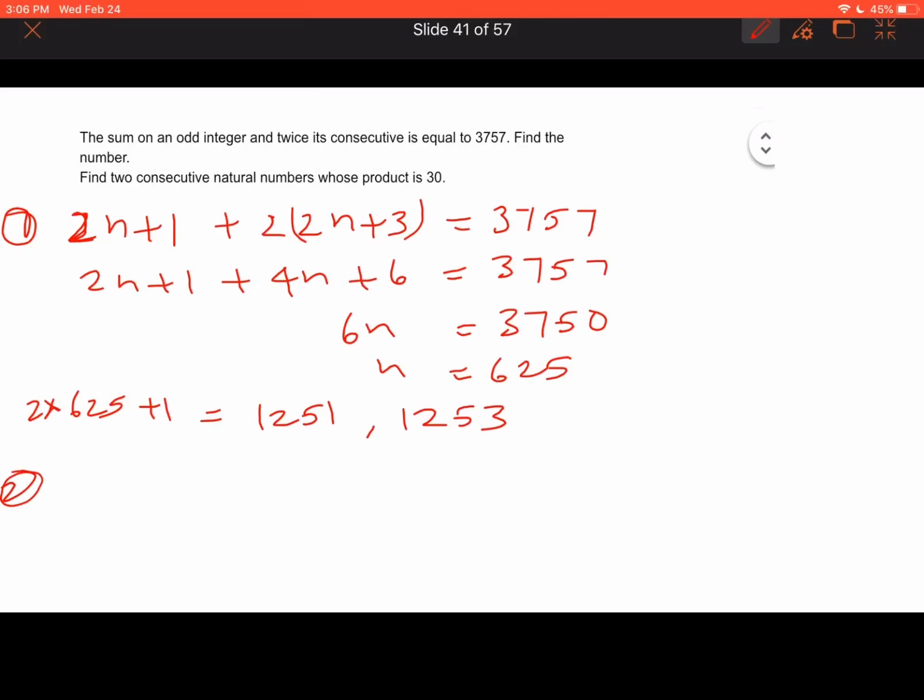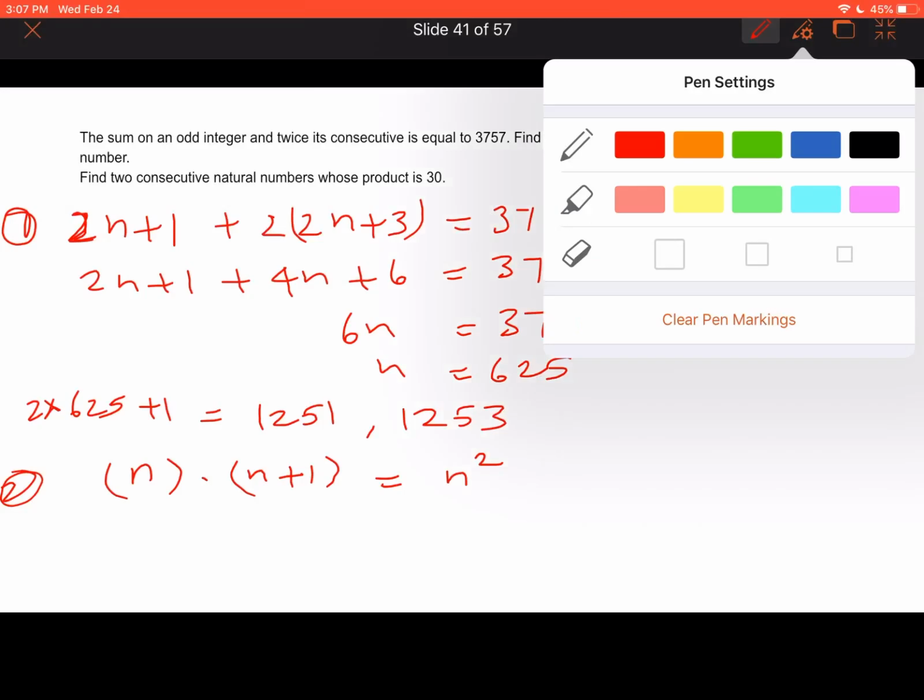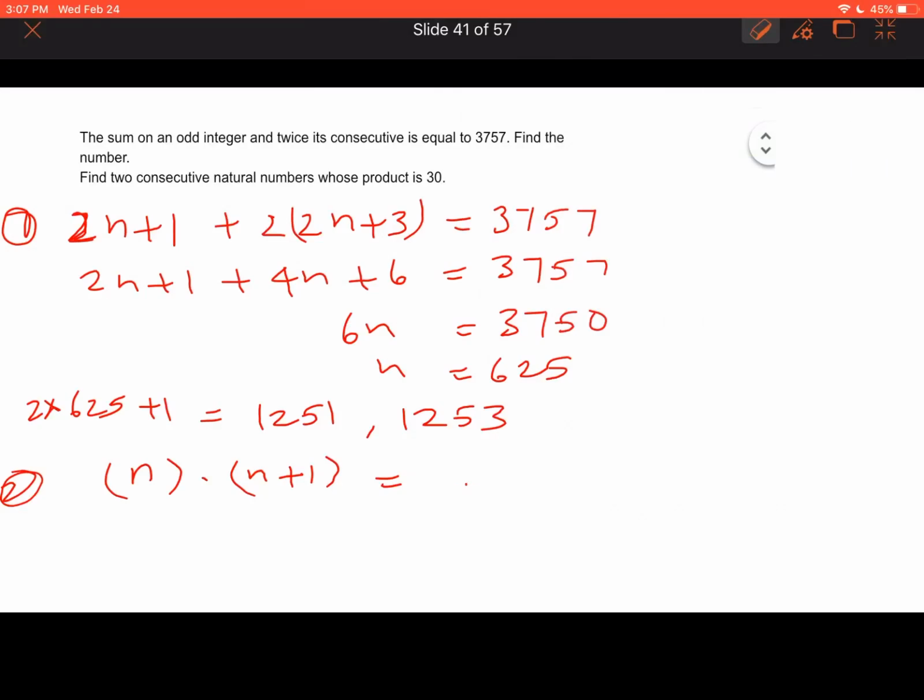The second sum is: find two consecutive natural numbers whose product is 30. We are doing the product for the first time. Two consecutive natural numbers, n and n plus 1. Instead of adding these numbers, here we have to multiply. So it is going to be n square. Sorry, I forgot to put the values. The product of the two consecutive numbers is going to be 30. So n square plus n minus 30 equals 0.